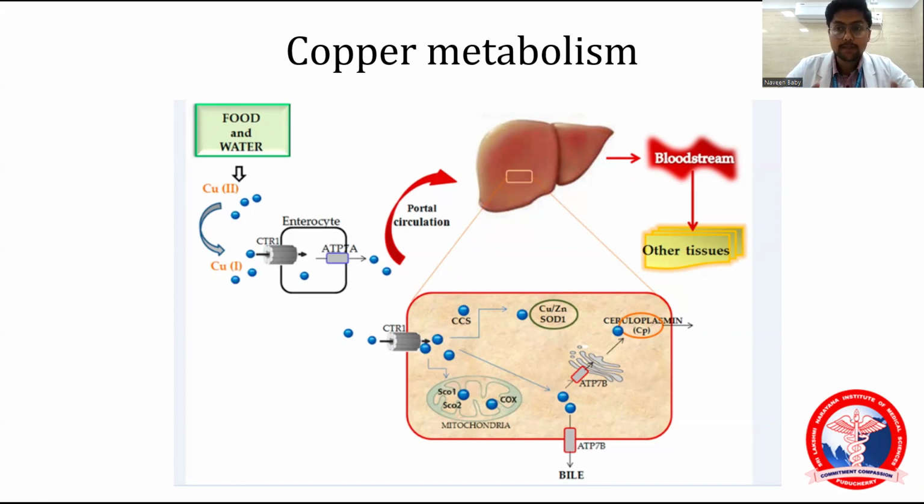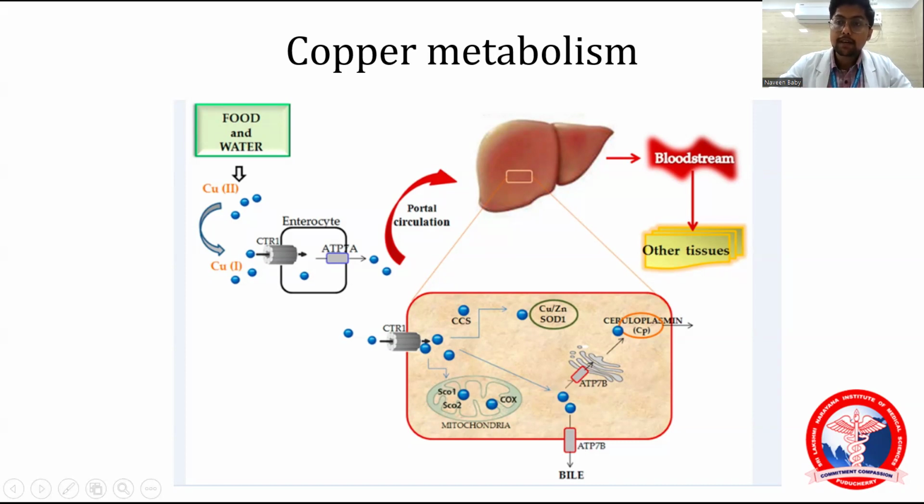There is something known as ceruloplasmin that is produced by the liver. In its pro form, it is called apoceruloplasmin, and this apoceruloplasmin gets incorporated with copper to form ceruloplasmin. Here we can see apoceruloplasmin being incorporated. This is the Golgi apparatus. In the Golgi apparatus, by means of ATP7B, the apoceruloplasmin gets packed with copper and forms ceruloplasmin, which gets secreted into the bloodstream to various other tissues, and it also gets released into the bile.